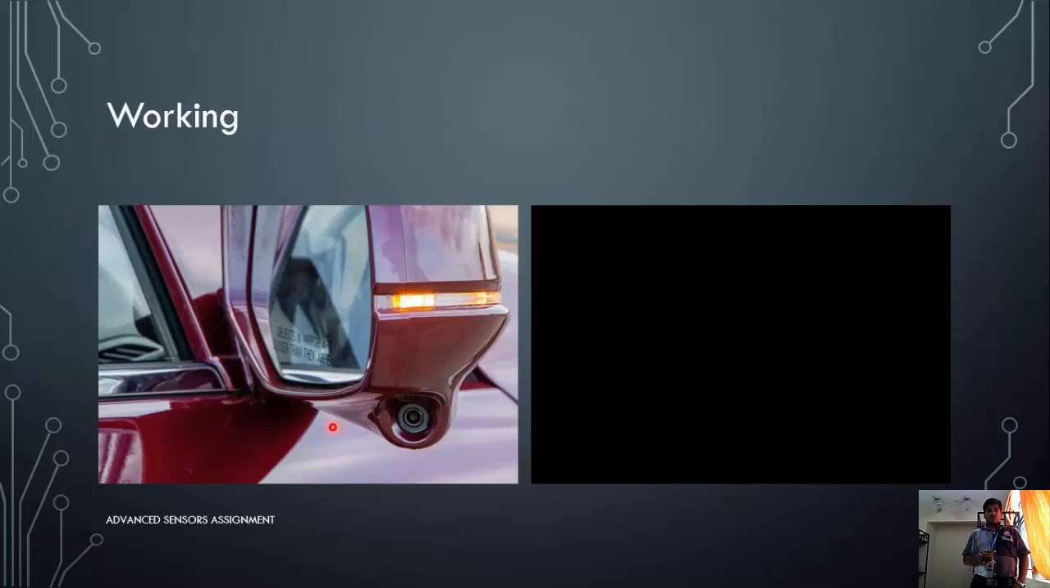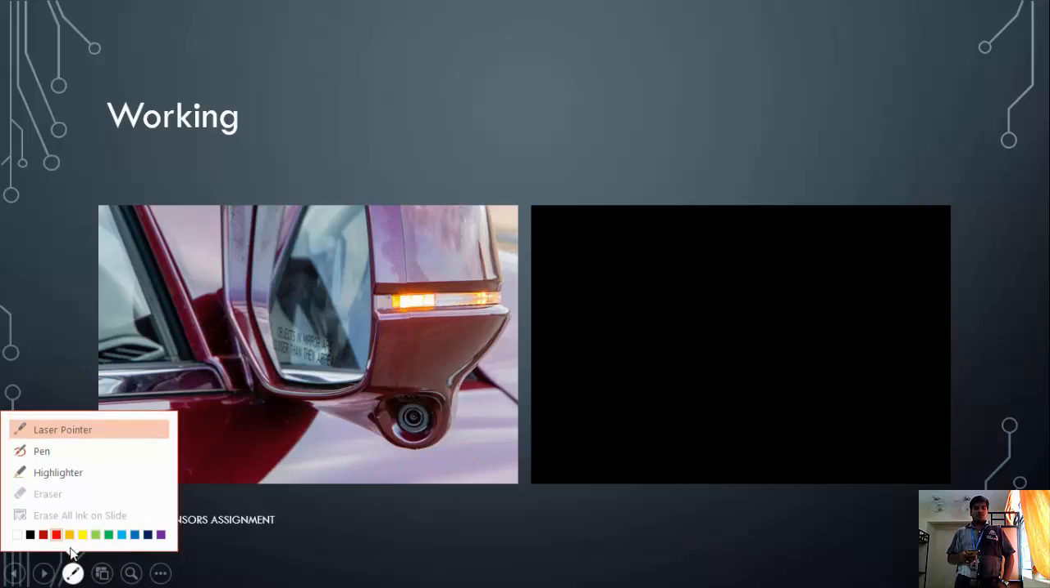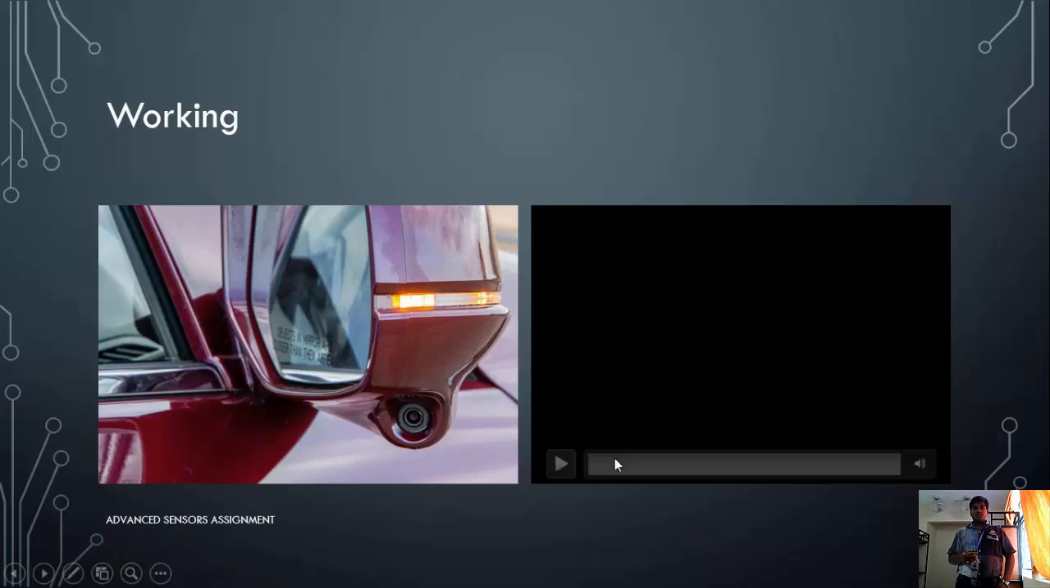Here we can see the working of real-time image processing with cameras. Here you can observe in this image that the manufacturer Honda uses a camera in the left and right side mirrors to detect objects in real time and give a signal as a video output signal. And you can observe this practical through this video.